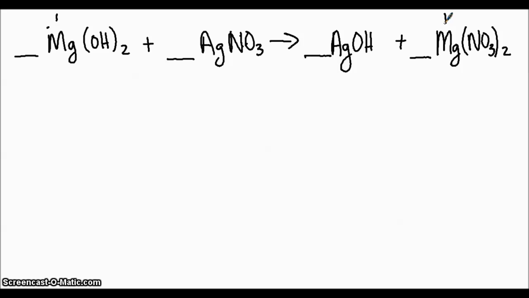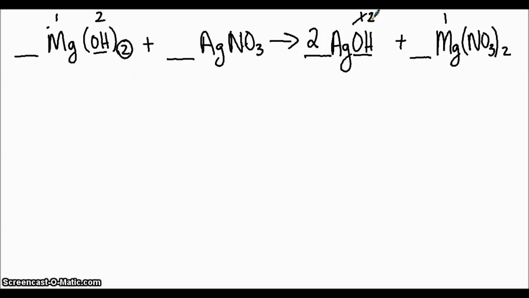Then I go to the next one, and here's my little trick. If you have a polyatomic, like OH, treat it as one thing. How many OHs do I have here? Well, I have 2. Cool. On the other side, here's my OH again, but there's only one. That's not balanced. So to make it balanced, I just put a 2 in front of my AgOH, and that's going to bring my 1 up to 2, because 1 times 2 gives me my 2 OHs.